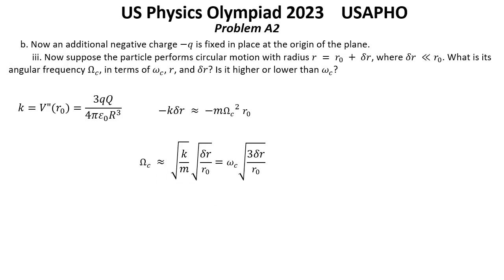Notice that the orbit frequency now explicitly depends on the orbit radius through delta r. So unlike in the case of the usual harmonic oscillator, in this case one can generate circularly polarized light with a wide range of frequencies by exciting circular motion with different radii. Since delta r is much less than r0, the angular frequency big omega c is much less than small omega c, so that adding the charge negative q at the origin has made the orbit much slower.